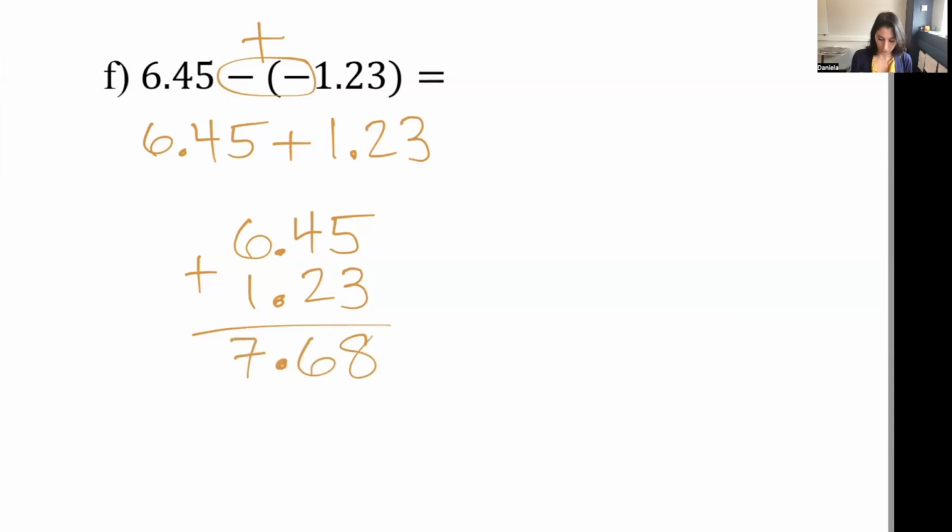So how do I know if the 7.68 is going to be a positive or a negative answer? When you have 2 positives, your answer is always going to be a positive. When you have 2 minuses or 2 negatives, you're going to always have a negative answer.